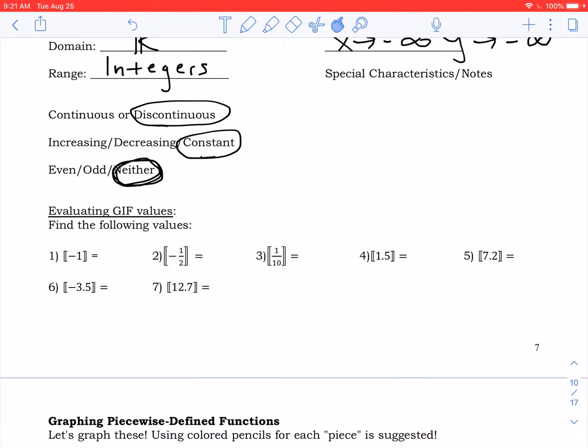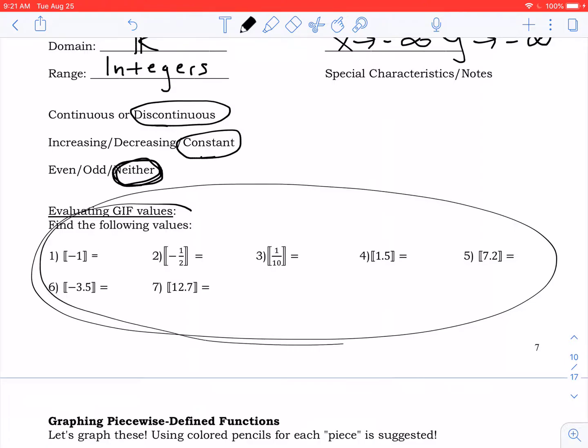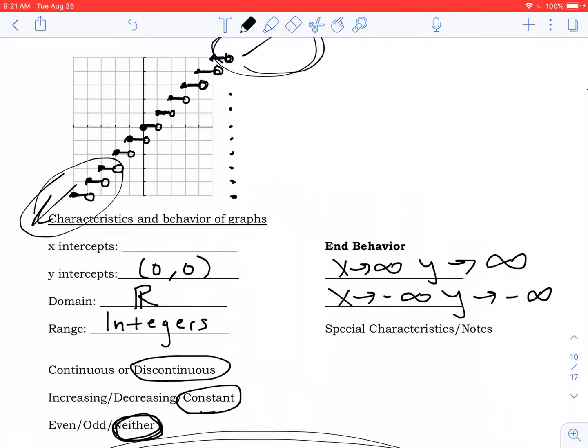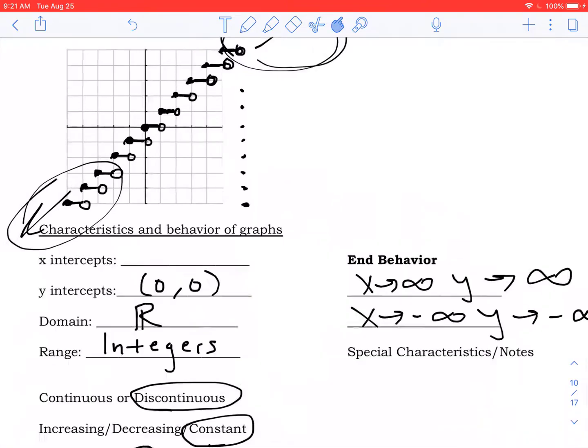So the last thing in this video, I'll probably leave these for when we get together in class, just because we just spent some time learning how to find double bracket of some numbers. Remember, round down to the left. So the last thing in this video is just going to be finding the x-intercepts. So let's zoom in here.